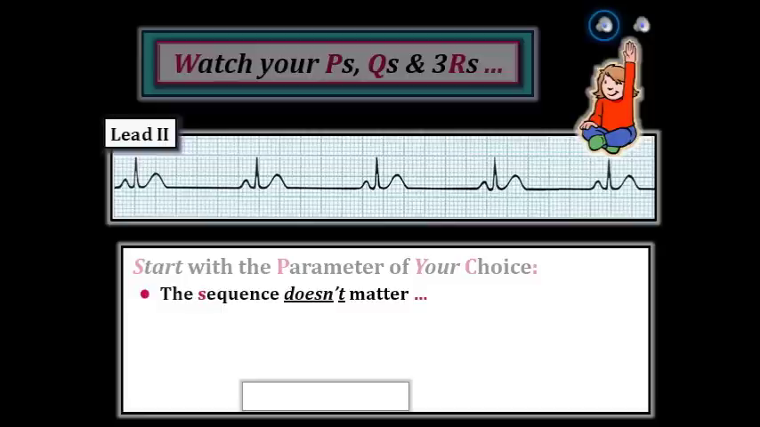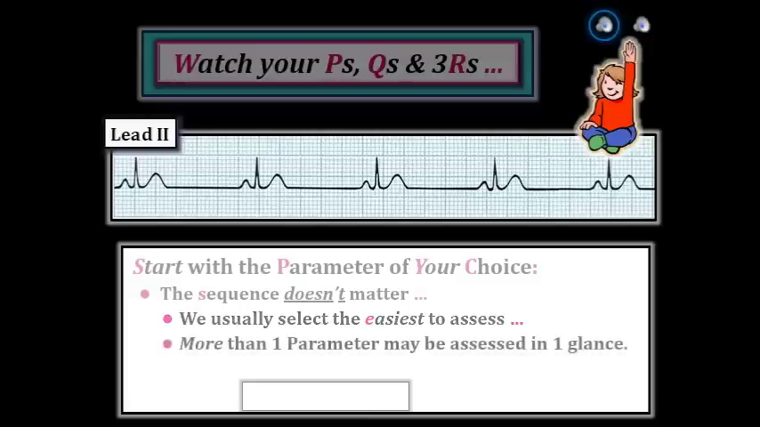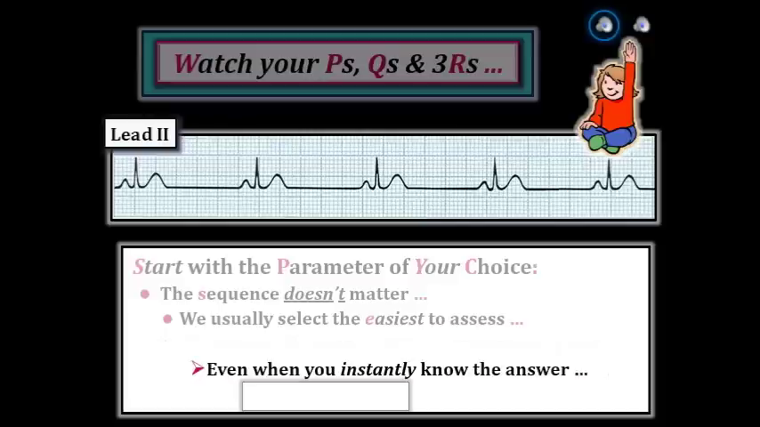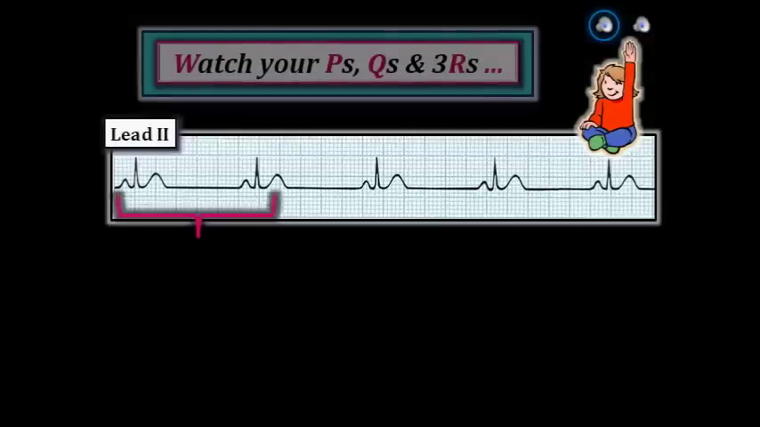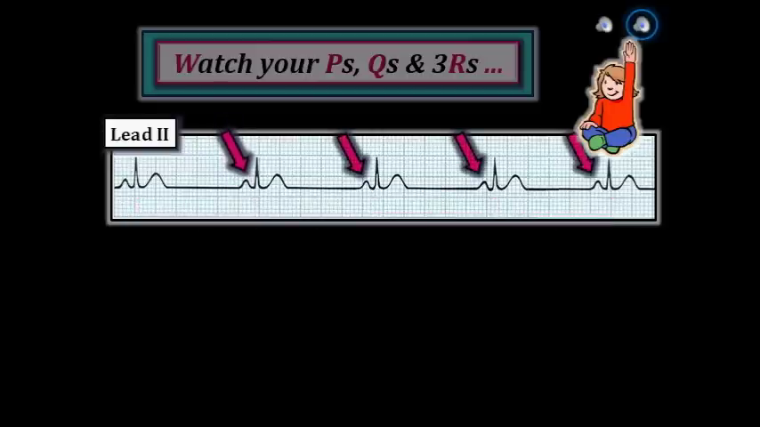So we usually start with whichever parameter is easiest to assess, which could be any of them for this first basic rhythm. And sometimes you'll find that several parameters are simultaneously assessed with a single glance. But even when you instantly know what the rhythm is, be systematic. The rhythm appears to be regular. We do see P waves, and these P waves are upright in lead 2.